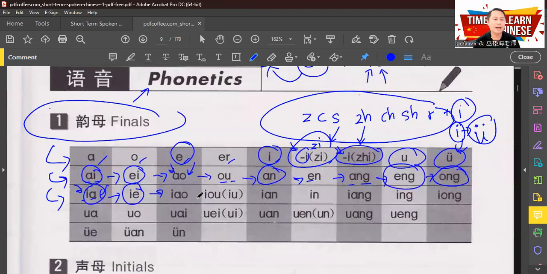Next one is I, A, and O. I is E, A is R, and O is also O. I, A, O. I is E, A is R, and O is O.